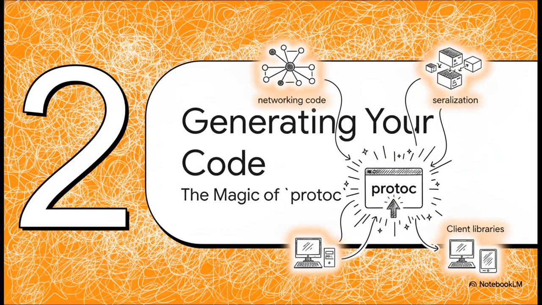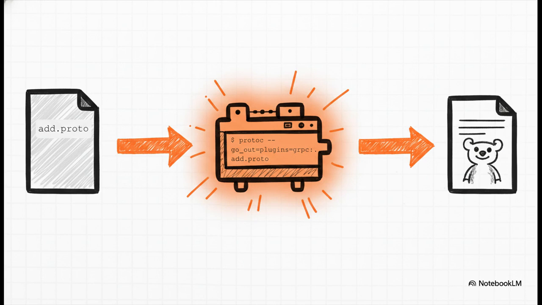Okay, so we have our contract. Now, for the really cool part, the magic. We are not going to write the networking code, we're not going to write the serialization, we're not going to write the client libraries ourselves. We are going to generate all of it with a single command line tool called protoc, the protobuf compiler. This one little command, this is the key to everything. We're just telling the protobuf compiler, protoc, hey, take our add.proto file and generate all the Go code we need for gRPC. It reads our contract and just spits out all that complex, error-prone glue code that we all used to have to write by hand.